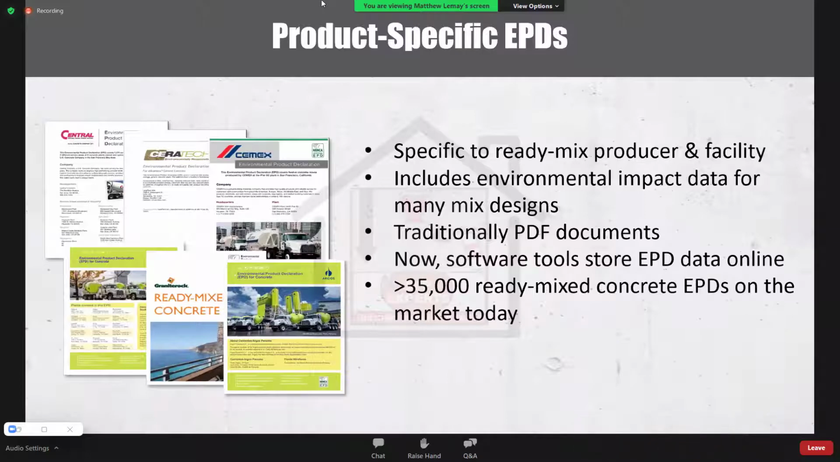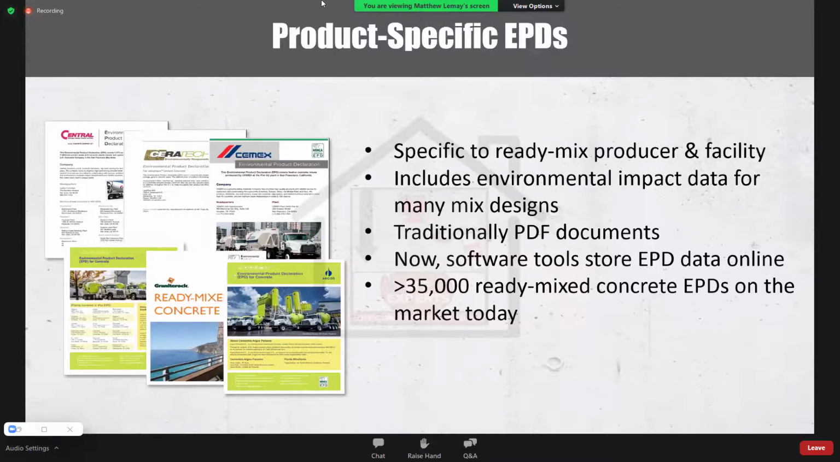Each product-specific EPD can contain environmental impact data for multiple concrete mixes that are based on that underlying plant data. So one EPD might include many mixes. Traditionally, these were produced as PDF documents that had to be written up by a professional.